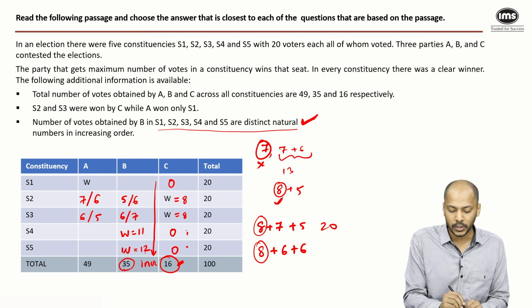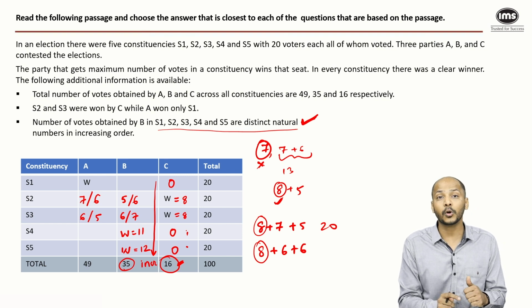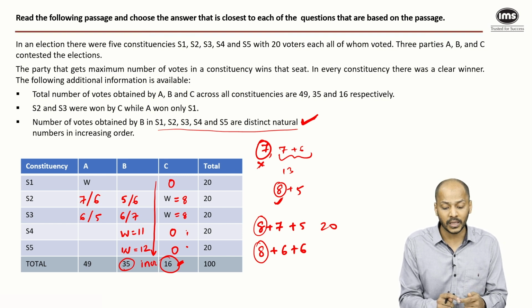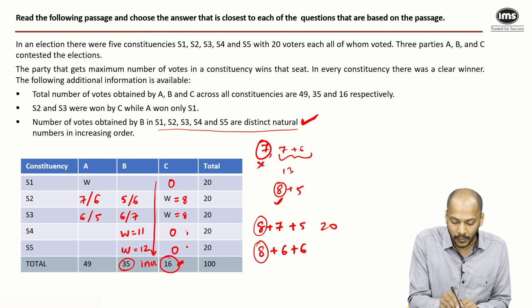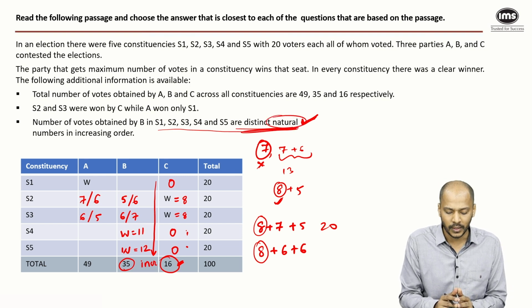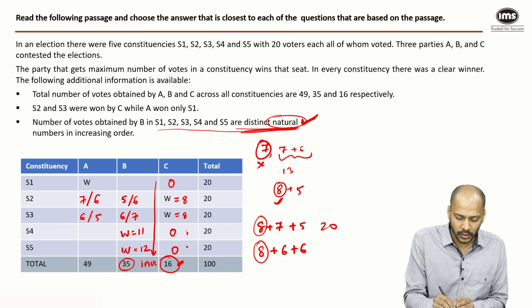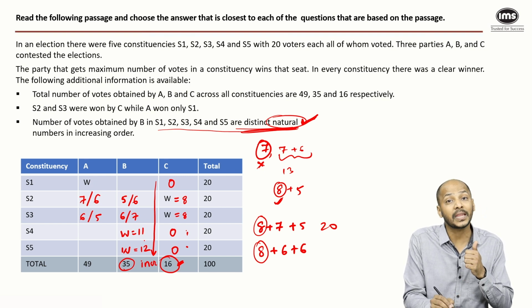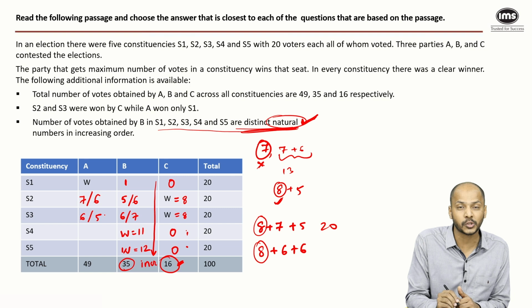this would have to be 12, and 11 plus 12 adds up to 23, which leaves only 13 votes for the remaining 3 constituencies. And the number of votes obtained by B are distinct natural numbers, so he can't even get 0 votes in any constituency, which means that B has to get, so 23 votes gone, 35 minus 23, we are only left with 12 votes in the 3 constituencies, S1, S2, S3 for B, and at least 1 vote has to go over here.